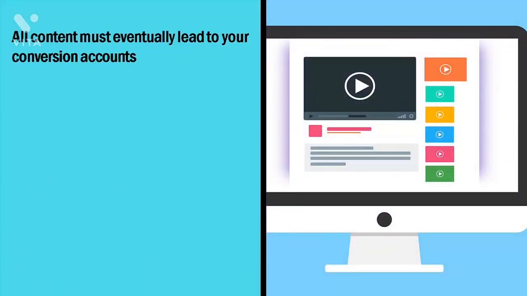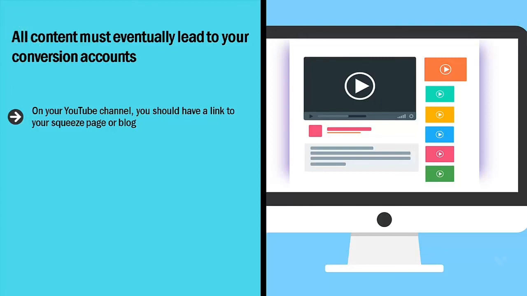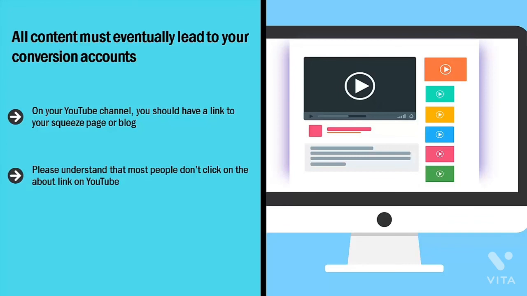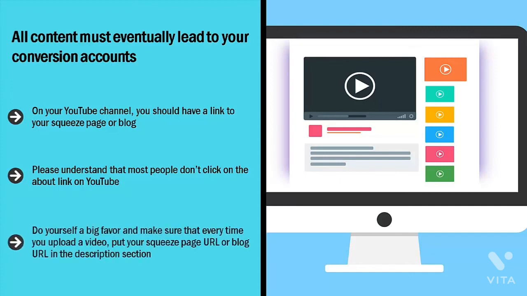All content must eventually lead to your conversion accounts. On your YouTube channel, you should have a link to your squeeze page or blog. This can be in your About page. This can also be in the description of every video you upload on YouTube. Please understand that most people don't click on the About link on YouTube. They might like your videos, but they might not bother to get more information about you. Do yourself a big favor and make sure that every time you upload a video, put your squeeze page URL or blog URL in the description section.